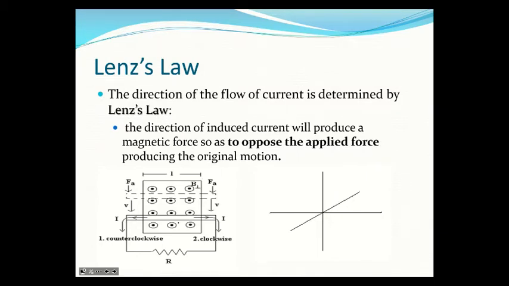I'm taking this wire here, a straight wire, and I'm moving it downwards. This is my force applied. My magnetic field is coming out of the page. I'm just going to draw that on here. This is my B field that's coming out of the page. What Lenz's law says is that if my force applied is down, my magnetic force is going to oppose that, and my magnetic force is going to be upwards.